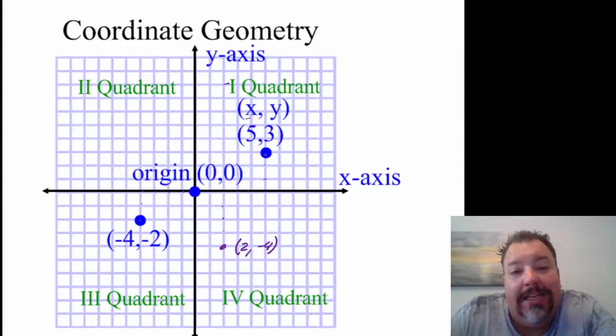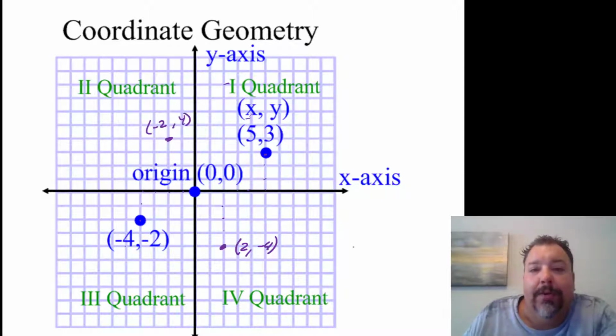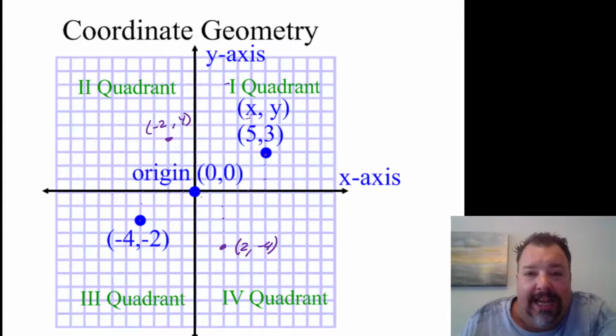What if I said the point negative 2, positive 4? Which quadrant would that be in? That would be in the second quadrant. Negative 2, 4 tells us to go left 2 and then up 4. So that would be right there. So that would be the point negative 2, positive 4.